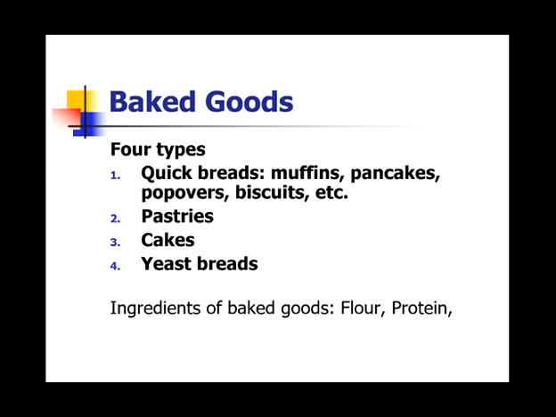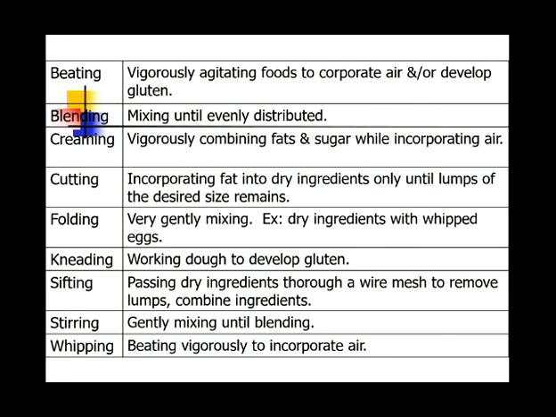All right, ingredients. We already talked about that. When we do all different kinds of baking, there will be instructions of beating. When it says beating, what does it mean? Basically, it's vigorously agitating food. When it says blending, basically you're mixing so it's evenly distributed. Creaming is when you use an electric mixer, combining vigorously, whipping the sugar in with the fat, such as making cakes. Cutting will be cutting fat into it, such as making pastry.